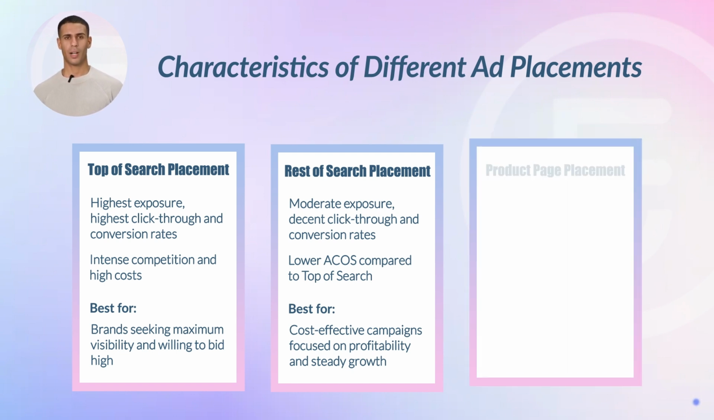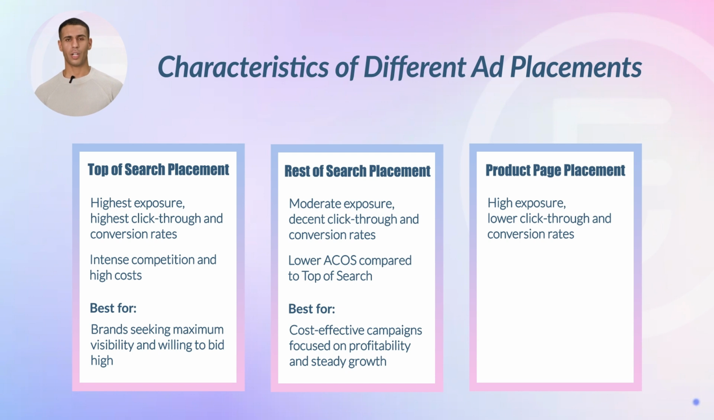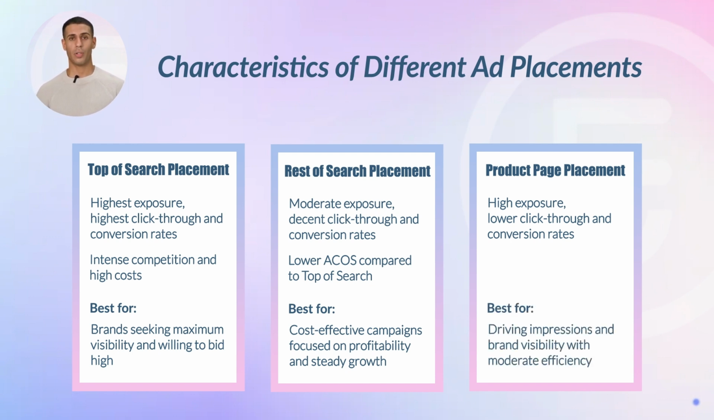Lastly, product page placements offer high exposure as well, but they tend to deliver lower click-through and conversion rates. These placements often appear on competitor product pages, and although they generate large volumes of impressions, the buying intent is often weaker. As a result, ACoS for this position typically falls somewhere in the middle.